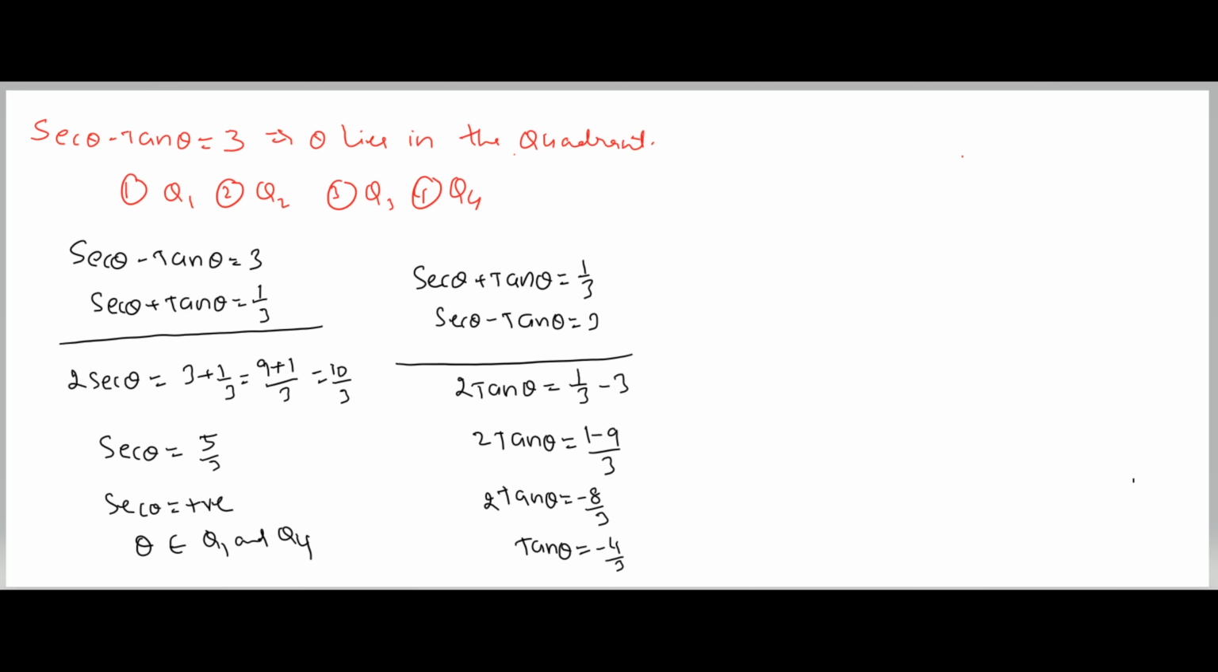So here theta is negative, that implies tan theta is negative, so theta belongs to the second quadrant and fourth quadrant. So from these two equations, this is the first equation and this is the second equation, theta belongs to Q4, the common quadrant is Q4. So the fourth option is the correct answer.